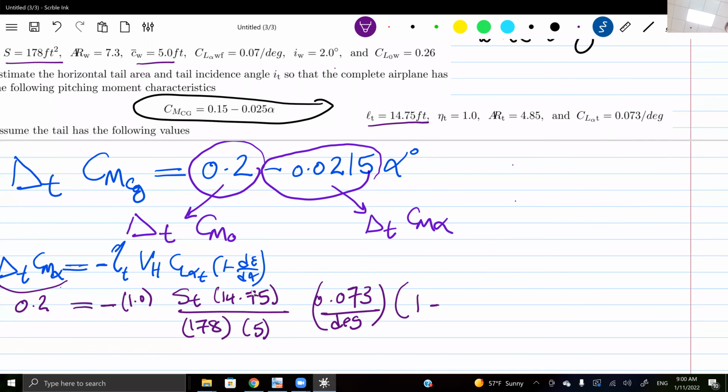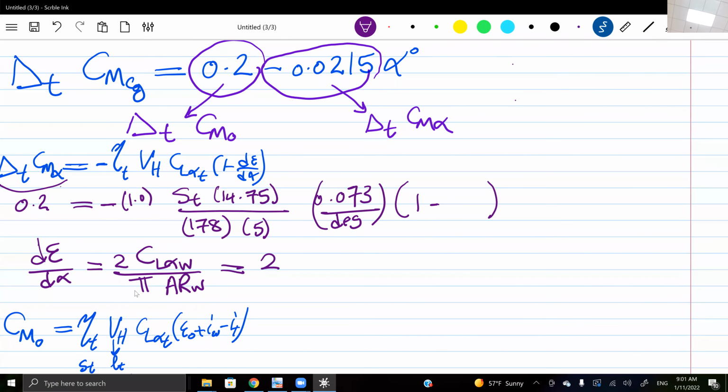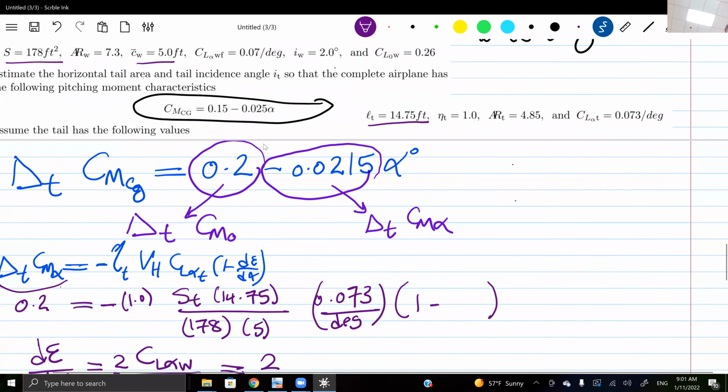I need to get d epsilon by d alpha and come back to solve this equation in S tail, because S tail is my unknown. So this equation should have everything except my unknown. d epsilon by d alpha is not ready, so I need to go and get it. Luckily we have an equation for it: d epsilon by d alpha is 2 CL alpha wing over pi times the aspect ratio of the wing, and everything is given. CL alpha wing here is 0.07 per degree.